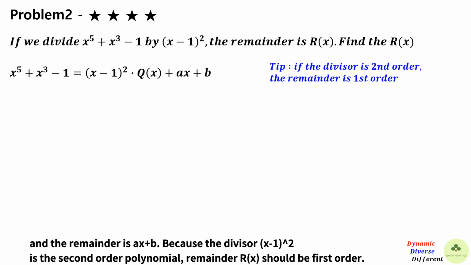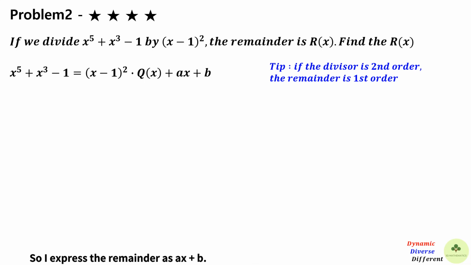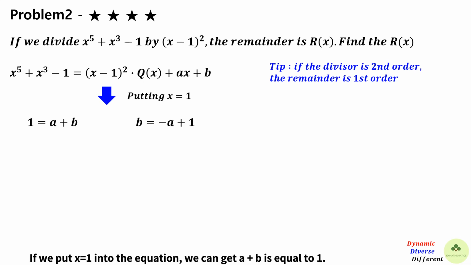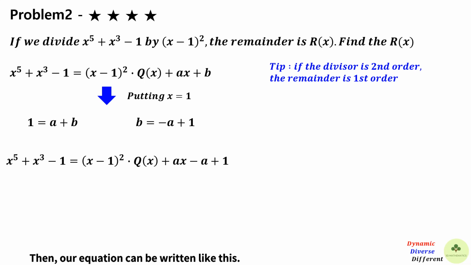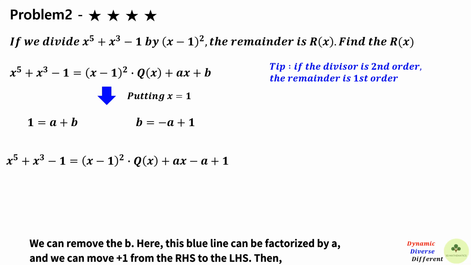Because the divisor x minus 1 squared is the second order polynomial, the remainder r of x should be first order. So I express the remainder as ax plus b. If we put x equals to 1 into the equation, we can get a plus b is equal to 1. So b is equal to minus a plus 1. Then our equation can be written like this. We can remove the b.